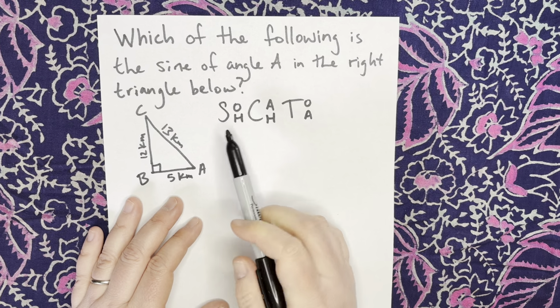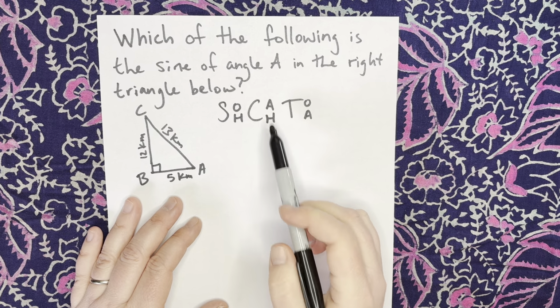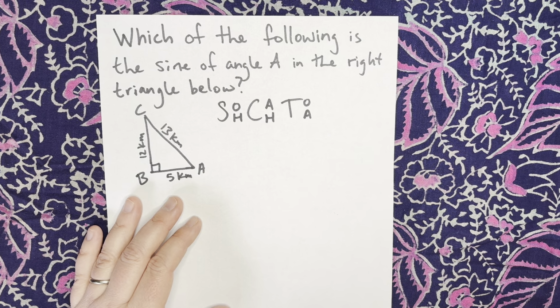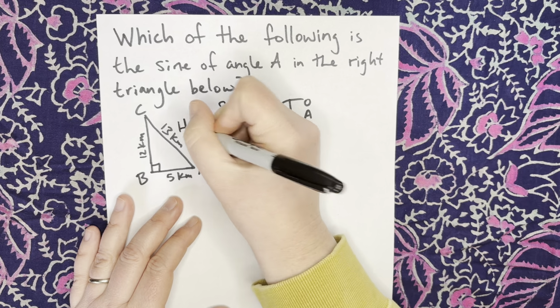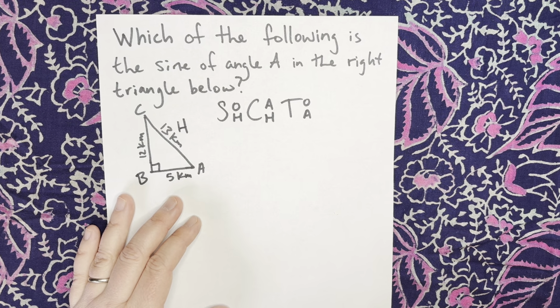Sohcahtoa is helpful because it represents that sine is the opposite over the hypotenuse, the cosine is the adjacent over the hypotenuse, and the tangent is the opposite over the adjacent. So our hypotenuse will always be 13. It's across from the right angle in our right triangle. But the opposite and the adjacent are always changing.